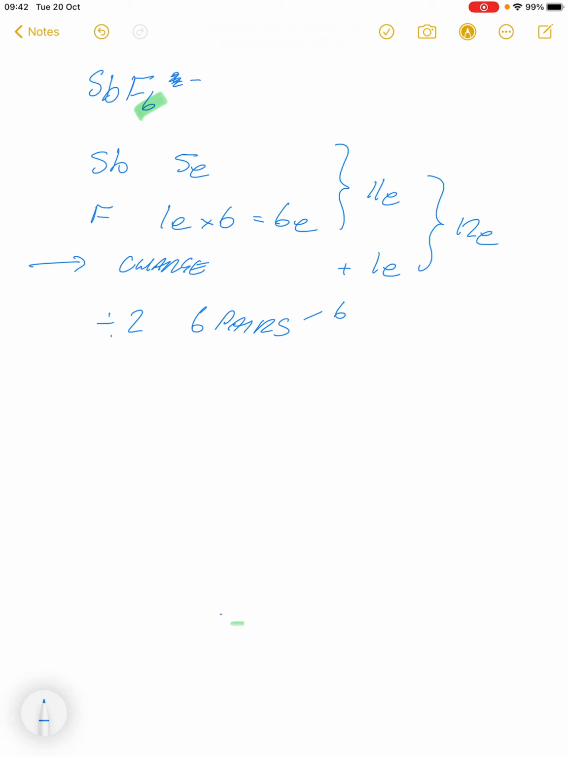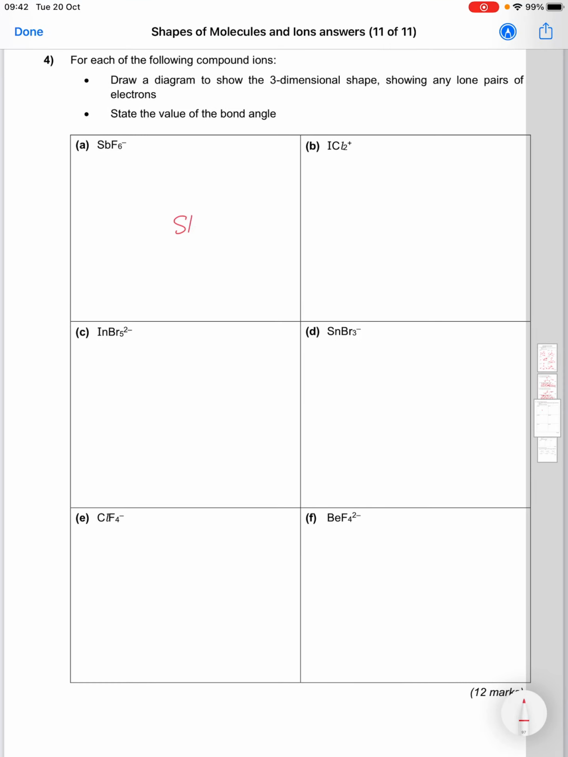So 6 bonding pairs, no lone pairs. So our parent shape then is going to be octahedral, and I'll draw that straight into here. So Sb, F, F, F, and it has a 1 minus charge. The bond angle on everything in here is going to be 90 degrees.